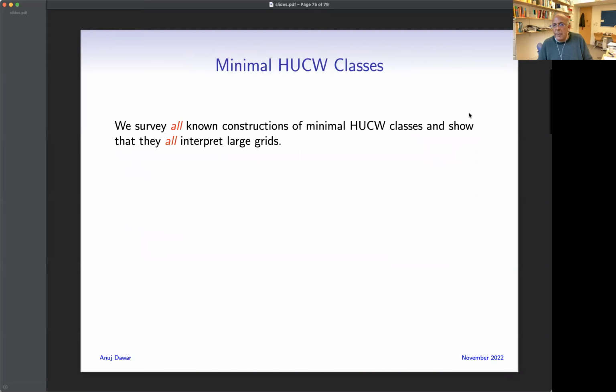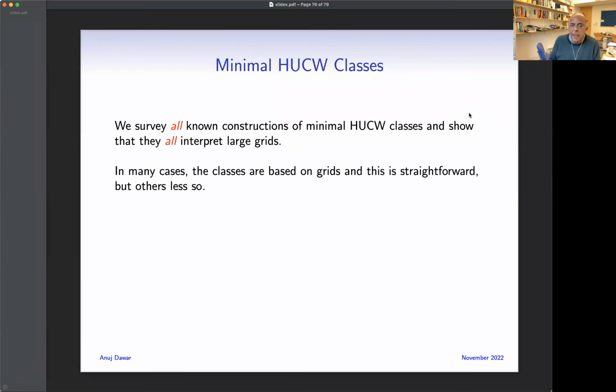Then the other thing we did in the paper was we surveyed all the known constructions of minimal HUCW classes, and I told you there are uncountably many of them, but it's still possible to survey them. There's a few basic constructions, and we were able to show that for all of them, they do interpret large grids, so none of them will provide a counterexample to Seese's conjecture. In many cases, the constructions look very grid-like, and this is straightforward, but others less so, and I thought I would just show you one.